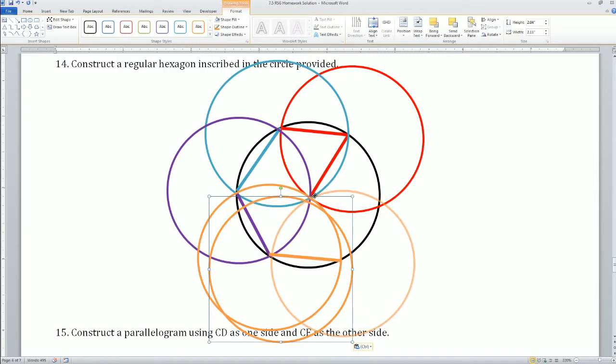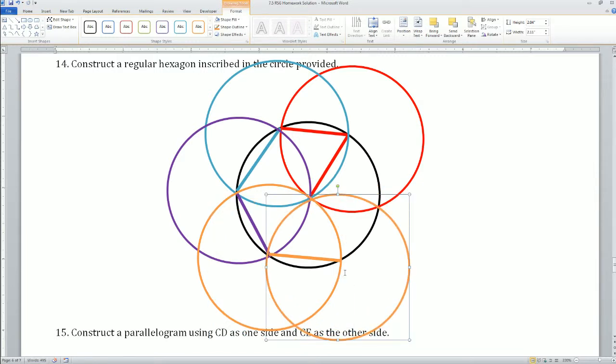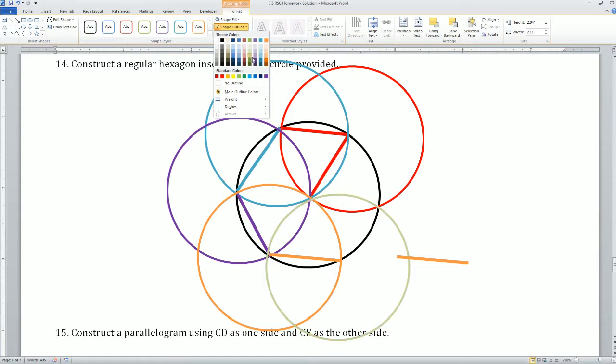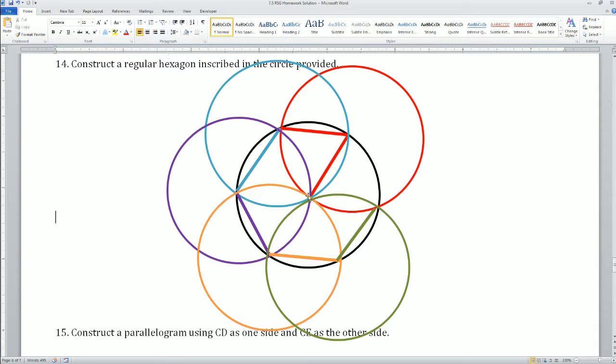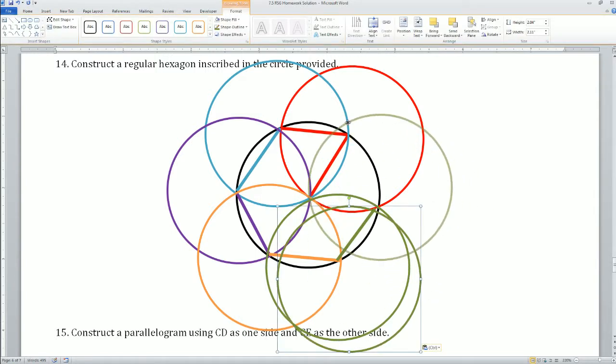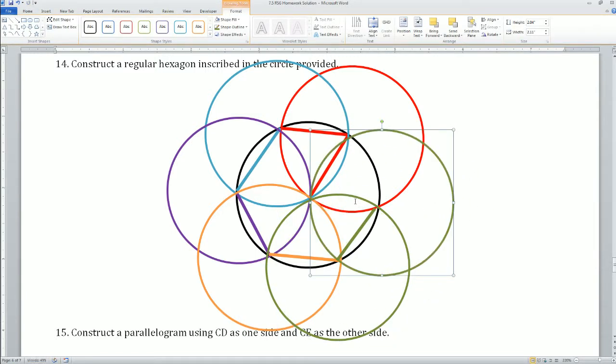Move over. Again, that's the center. Let's make one more radius. Let's pick a color. We're running out of colors. What about this ugly green? Okay, I'm going to make that one that ugly green. That's the radius here. And one more. Bring that up. Center that.